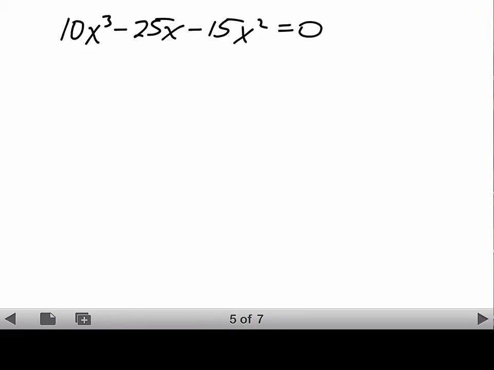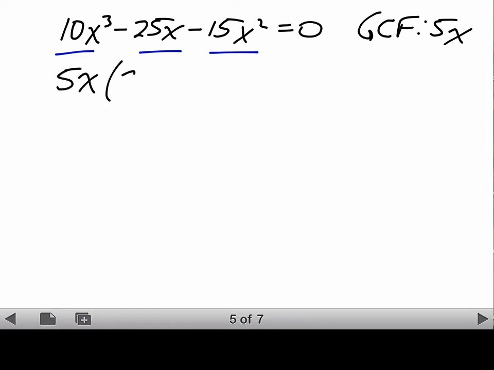In our next example, we have 10x cubed minus 25x minus 15x squared is equal to 0. I see again that we have a greatest common factor that we can factor out. We should do that. It makes things a little easier. And the greatest common factor looks to me like it's going to be 5x. So I'm going to factor out that 5x. That'll leave me with 2x squared minus 5 minus 3x in parentheses is equal to 0 with the 5x outside.